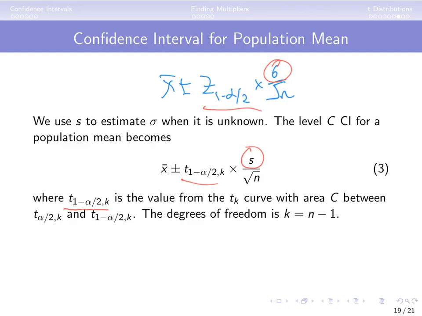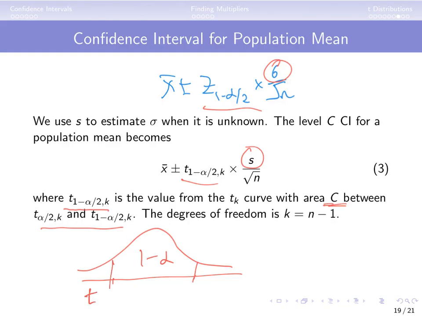So this t-distribution, again, like the z, if we draw a bell-shaped curve, we want the area between the two values to be your confidence level, 1 minus alpha. So this is the percentile, the value on the t-distribution that's associated with alpha over 2, because that's alpha over 2 over here. And that's the t-distribution with percentile 1 minus alpha over 2. And of course, you have to specify the degrees of freedom.